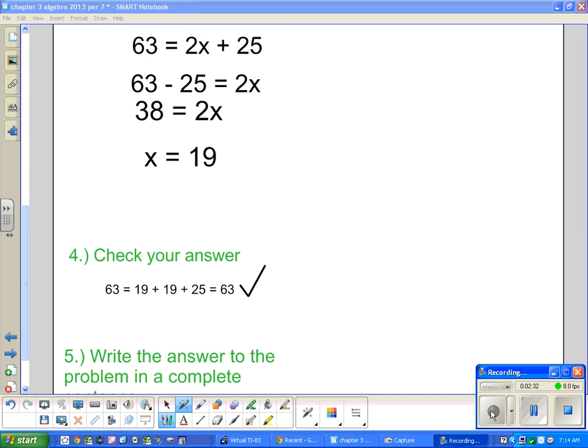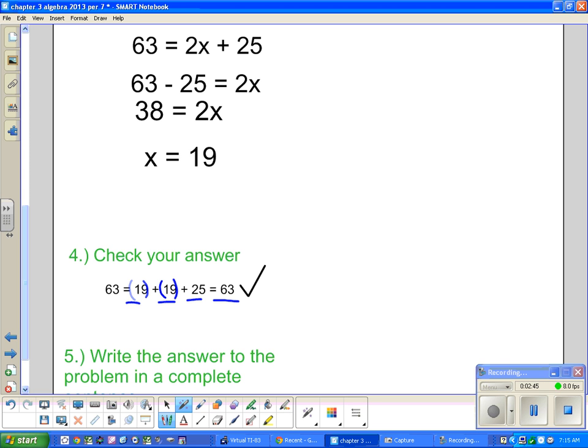Now we're going to go through and check that answer, x equals 19. We're going to put in 19 for one x and the other x. And if we add these three numbers together, we definitely get 63. So that is a very quick check that you can do.